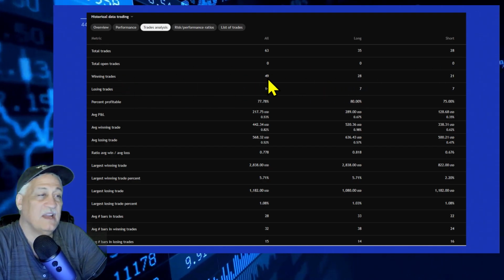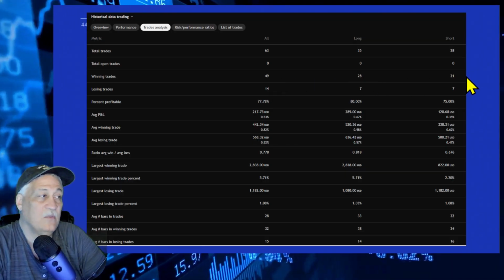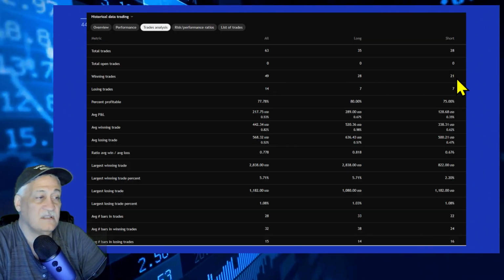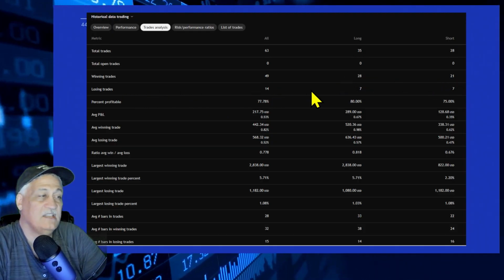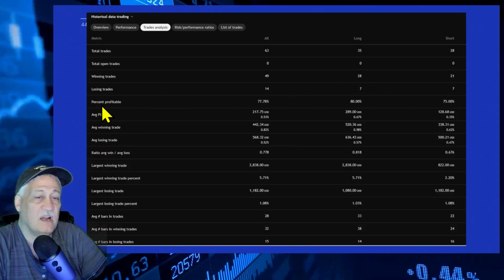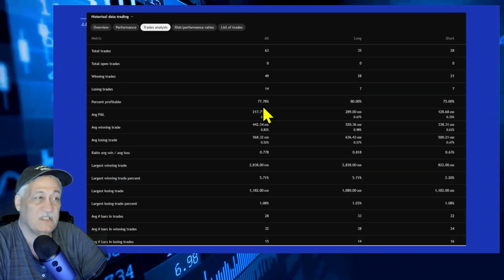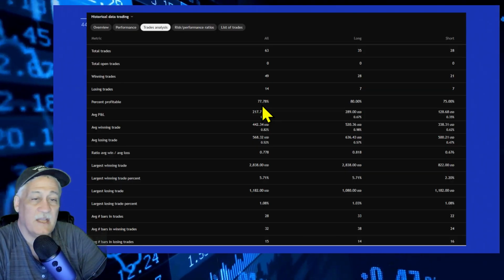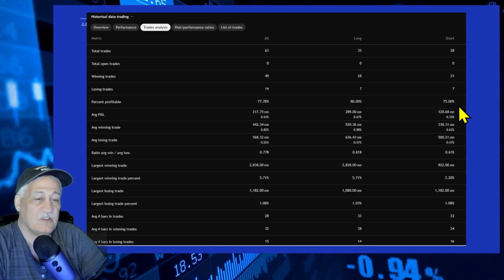Okay, here's winning trades. So 49 of our 63 were winners. 28 were longs, 21 shorts. Close to 50-50 there, not quite. And then our losing trades, 14, 7 longs, 7 shorts. So that's even. All right, percent profitable. Again, we're around that 78% level, which is awesome. Okay, and 80% for the longs, 75% for the shorts.